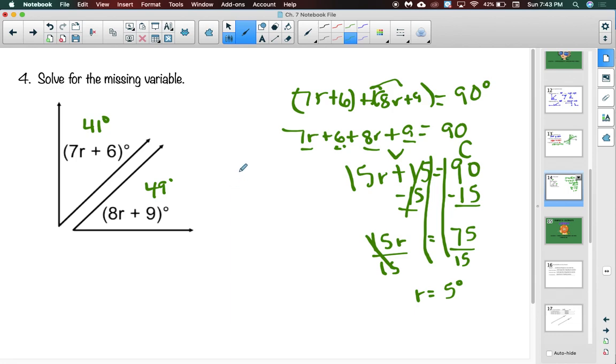Okay, so that was pretty cool. Another nice thing for us to do. So look for this question in a couple different ways. Maybe they're asking what's the value of r, maybe they're asking what's the value of each angle. Either way, you can definitely solve this.